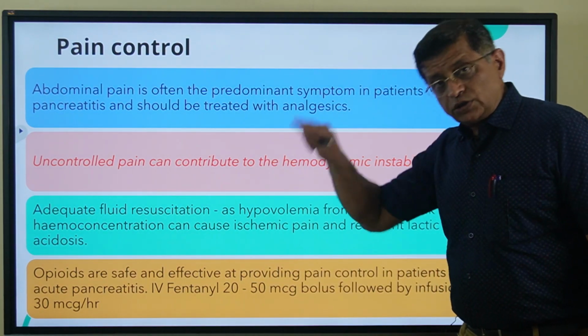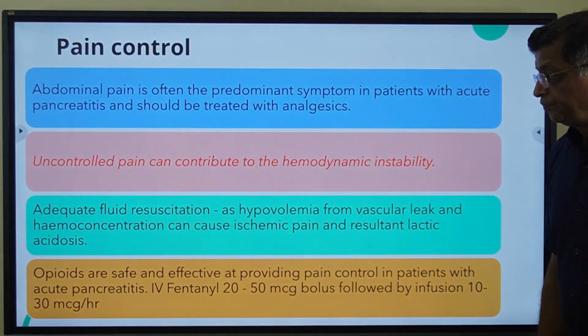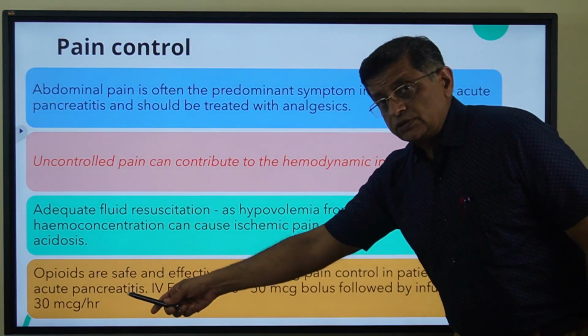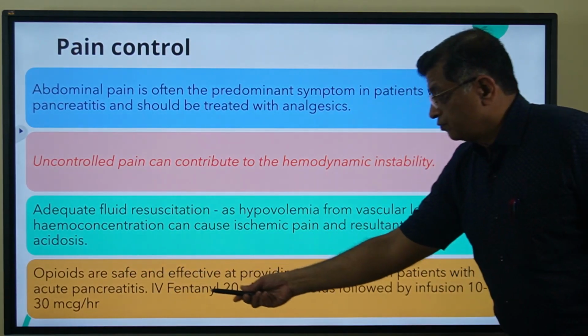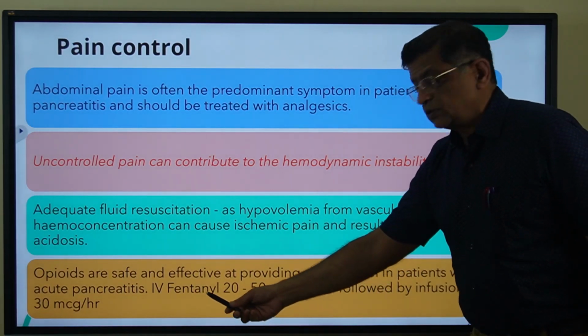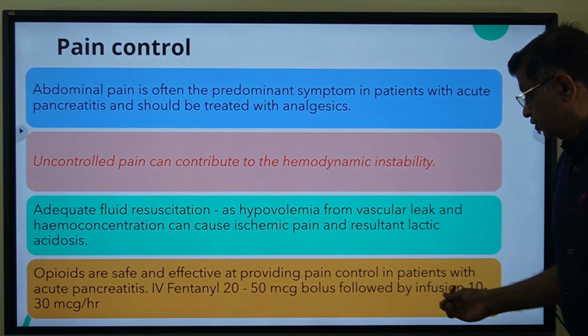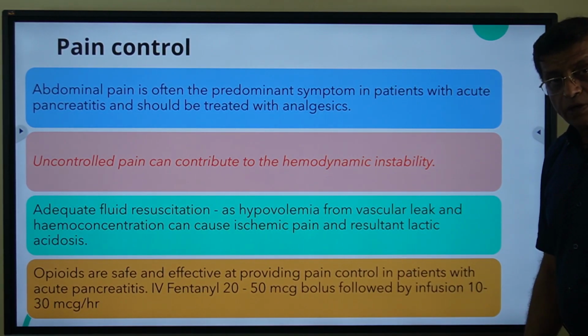First, pain can cause hemodynamic instability. Secondly, hypovolemia can itself cause pain. The most important drugs that are given are opioids. They are safe in providing pain control in patients with acute pancreatitis. We use fentanyl 20 to 50 microgram bolus followed by infusion 10 to 30 microgram per hour.